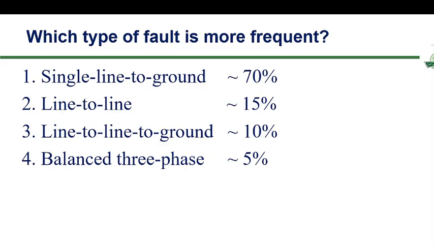The next most frequent is the line-to-line faults, making up about 15%, followed by the double line to ground fault at around 10%. And finally, the balanced three-phase fault is the least common, occurring in only about 5% of cases, but it is often the most severe in terms of the system impact. This distribution is also very important for power system design, as it can guide us to prioritize protection schemes that are most effective against the most probable faults, particularly single line to ground faults.